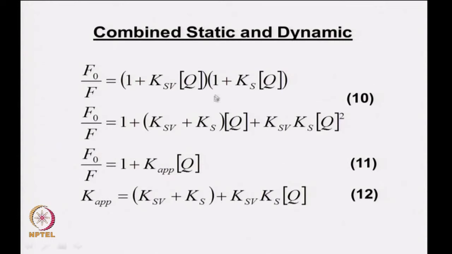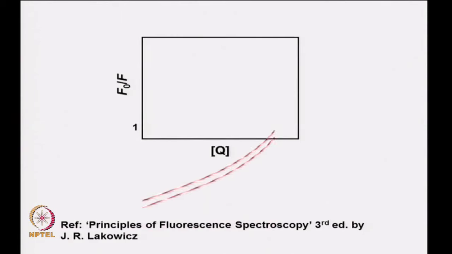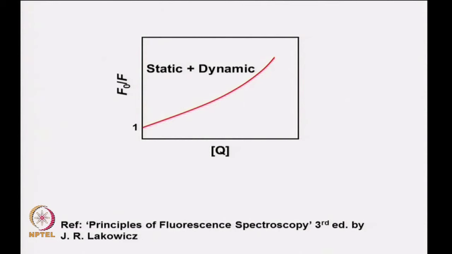So, what you can see now is, if you plot F0 by F for a case where you have combined static and dynamic quenching, that means both occurring simultaneously, you would not get a straight line. On the contrary, you would get a curved plot because of this quadratic dependence. Is that what you see? Let us see. This is F0 by F again against concentration of Q. You can see how this plot is curved. This is a case of static plus dynamic, and this curvature is arising from that quadratic term.